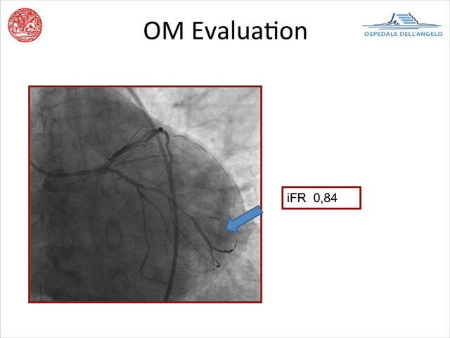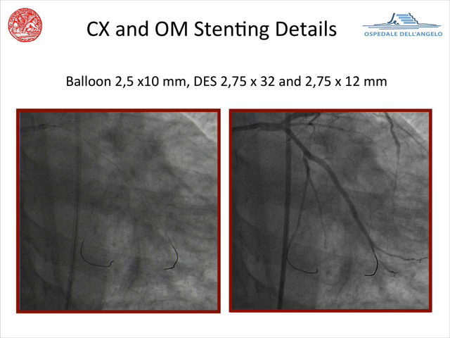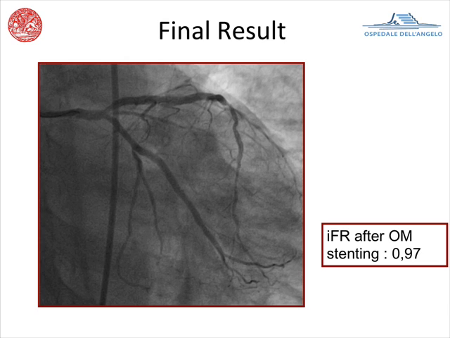We also evaluated the obtuse marginal. The value was 0.84. We decided to place 2 DES. This is the final angiographic and functional result.